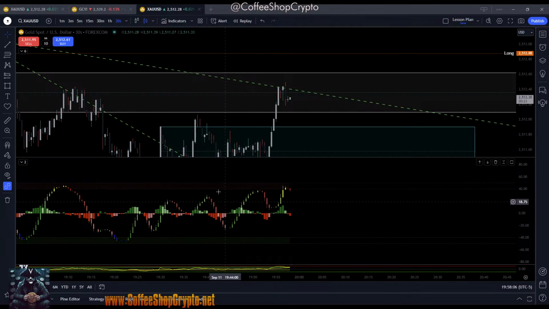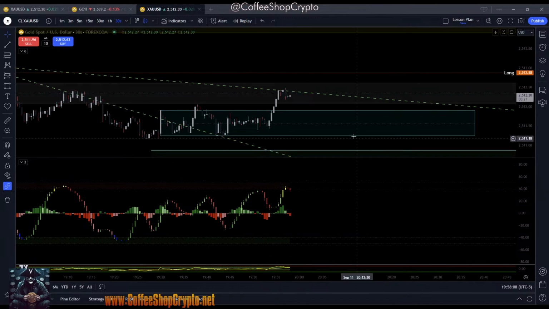I do have a divergence. Do I have a bullish one? Nope, no bullish divergence taking place just yet. That's fine. So we are still kind of bearish on this move. Oh, wait, hang on. Yeah, still bearish on this move.